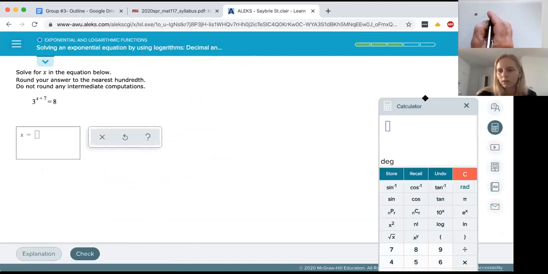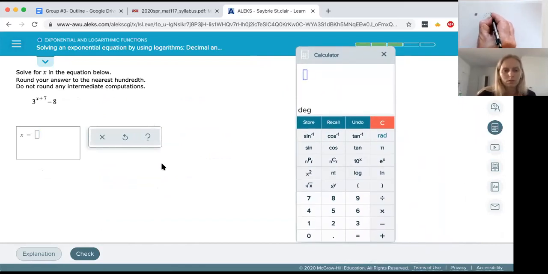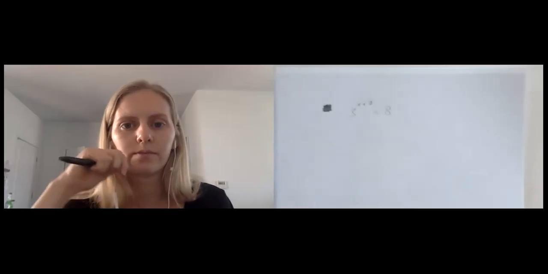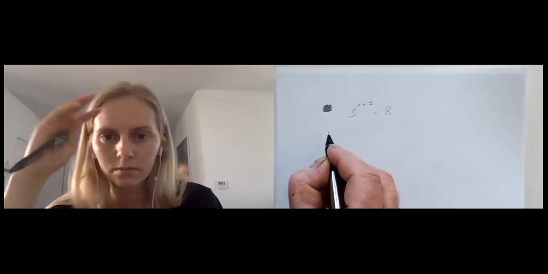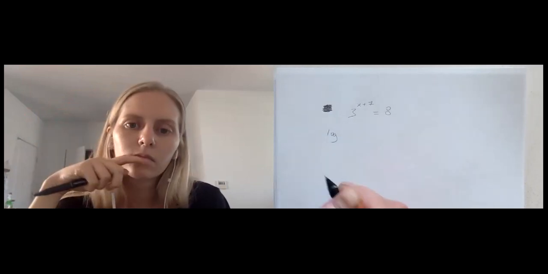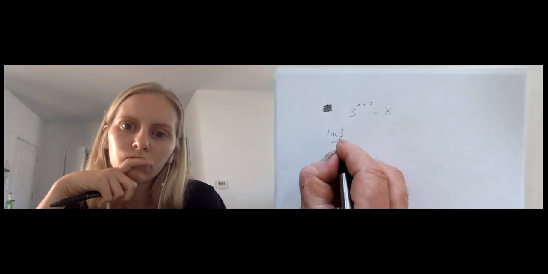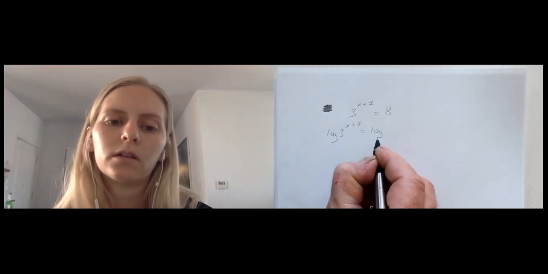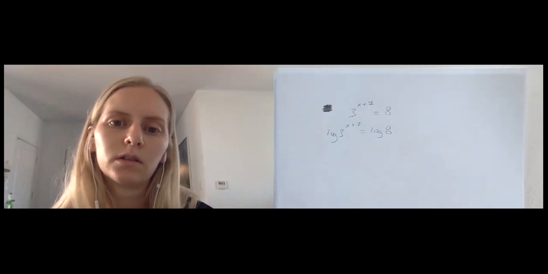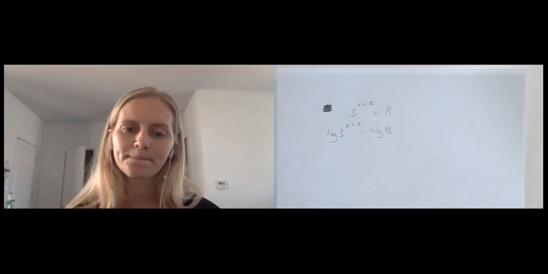Okay. All right, so we got 3 to the x plus 7 equal to 8. All right, is there any way that you could switch so you could see my screen that I'm writing? Yeah. There we go. All right, perfect. So I'm going to take that and I'm going to change it to this form first. It's going to be log 3 to the x plus 7 power. Okay. Equal log 8. So that's the very first thing I'm doing, looking at that example. I don't know if you want to write that down.